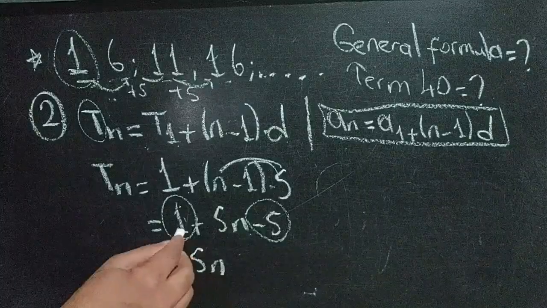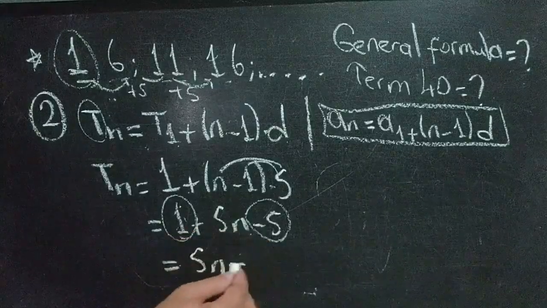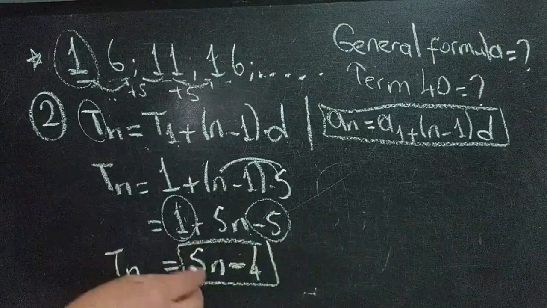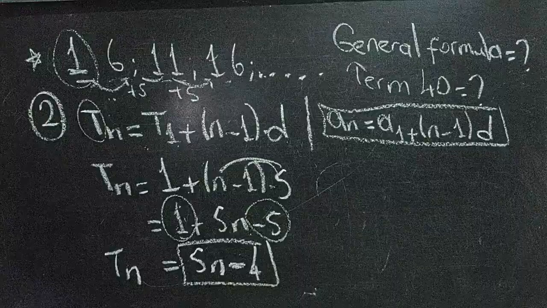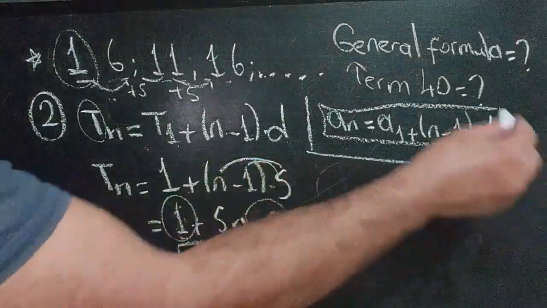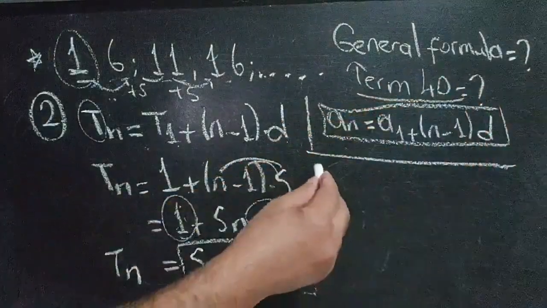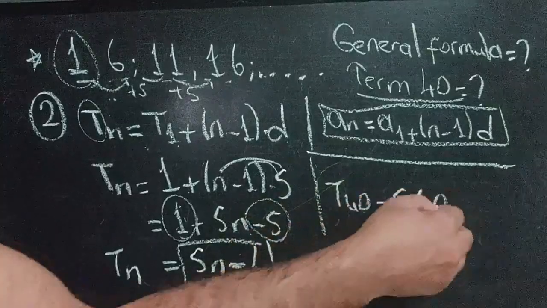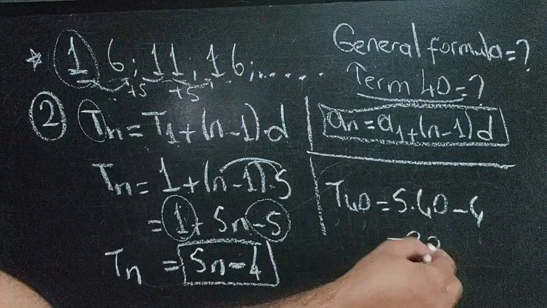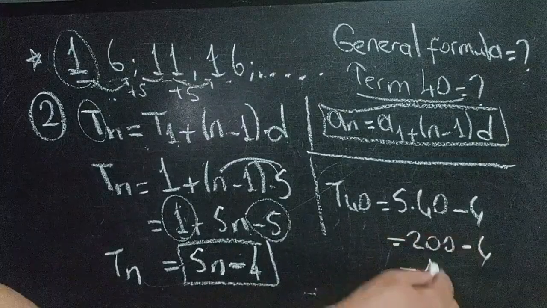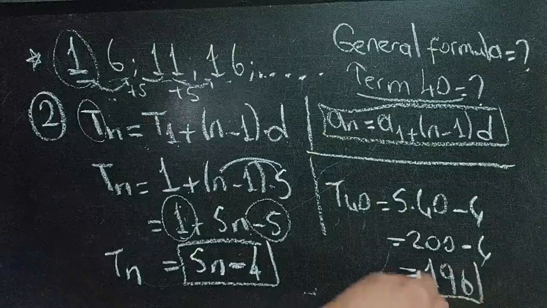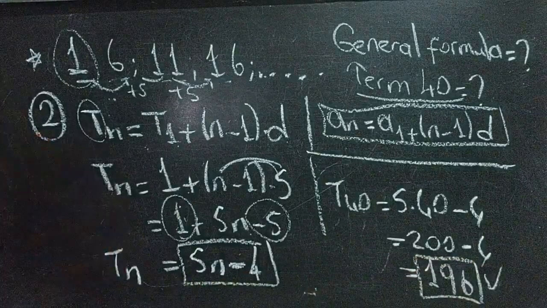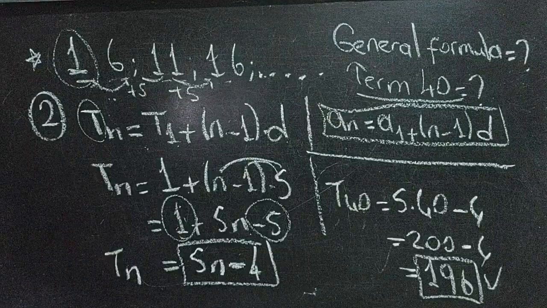5n will stay the same. 1 minus 5 will be negative 4. See, the general formula is 5n minus 4. So the question is asking me, what is term 40? Same story, you just take 40 and put it instead of n. That will be 200 minus 4, which is 196. And it is up to you to use whether this method or the previous method.